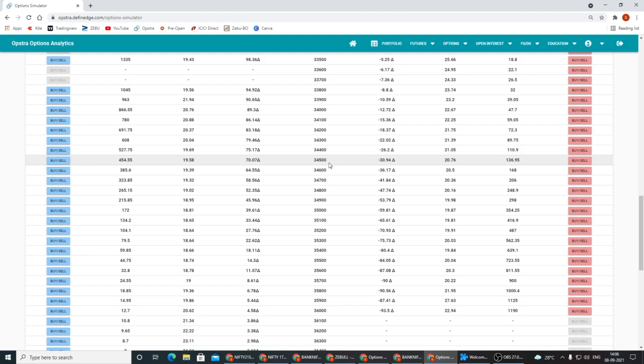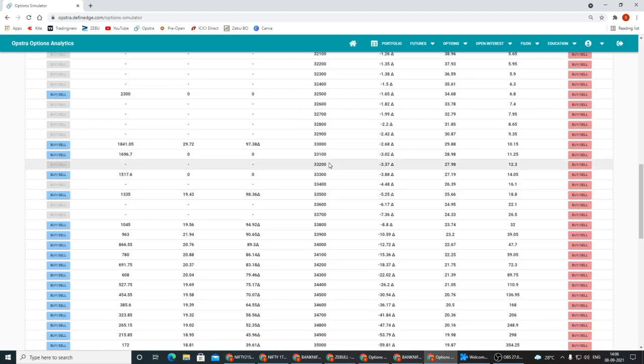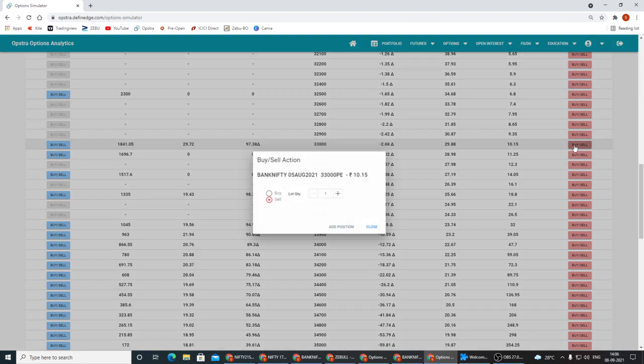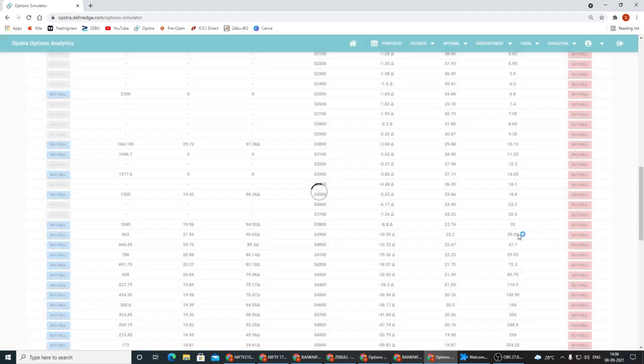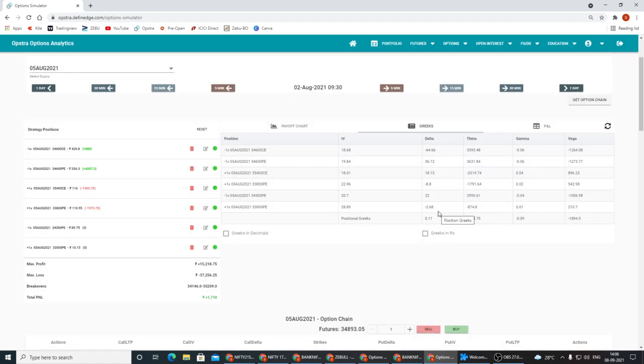To reduce the margin, you can buy one out of the money put, that means you can buy the 33,000 put. Please do not look at the options which we bought, only look at the options which we sold. So the 34,300 put is 22 delta and the 34,600 put is 36 delta, which means 58 delta on the put side, and the call side is 64. Delta is managed. Now we will move further.